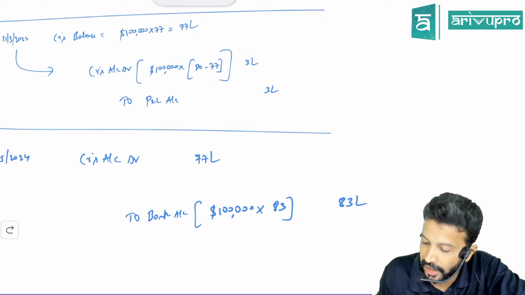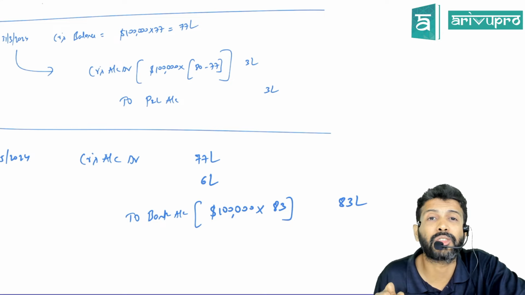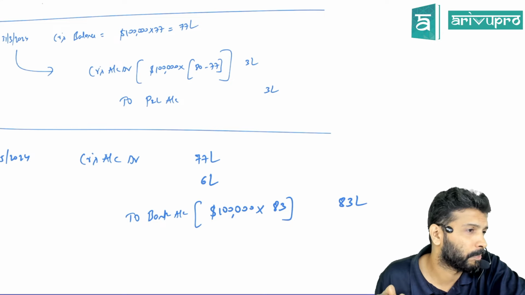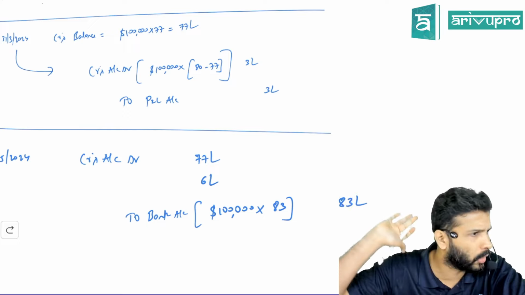Matching or difference? How much difference? 6 lakh rupees. Now this 6 lakh rupees is what? Forex gain or loss? Loss. Gain means you will credit it, because incomes and gains will have a credit balance. Expense and loss will have a debit balance. You're getting a balancing figure on the debit side, which means obviously it's a case of a loss. That way also you can understand.